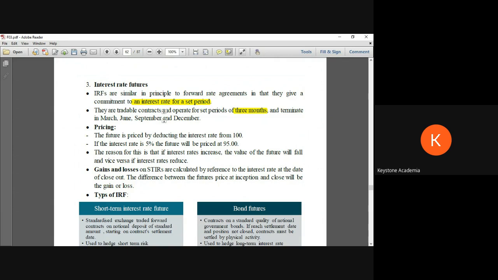Now they have given some characteristics of how they are written. For example, if they write 95, that means it's 5% interest. If they write 97, it will be 3% interest.